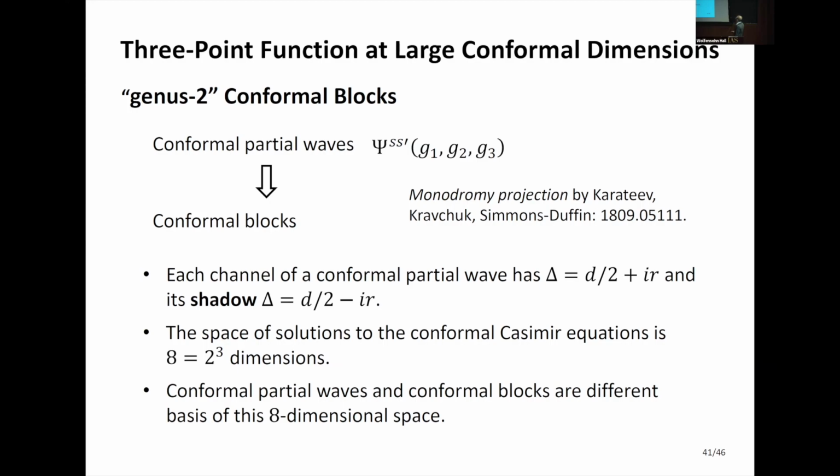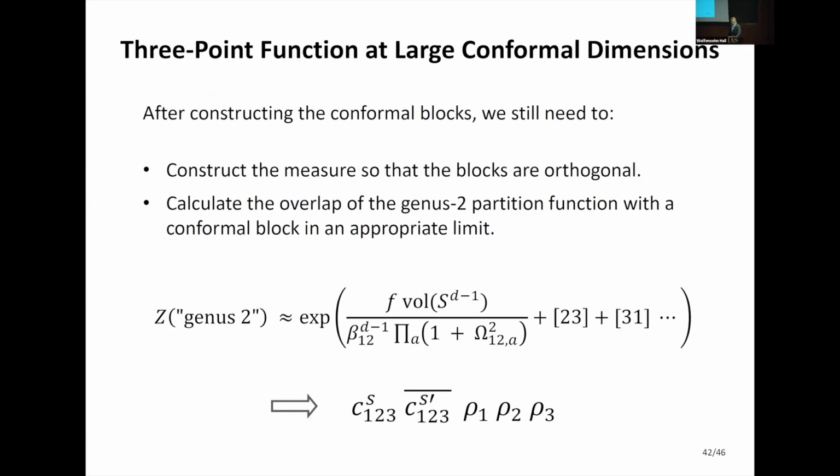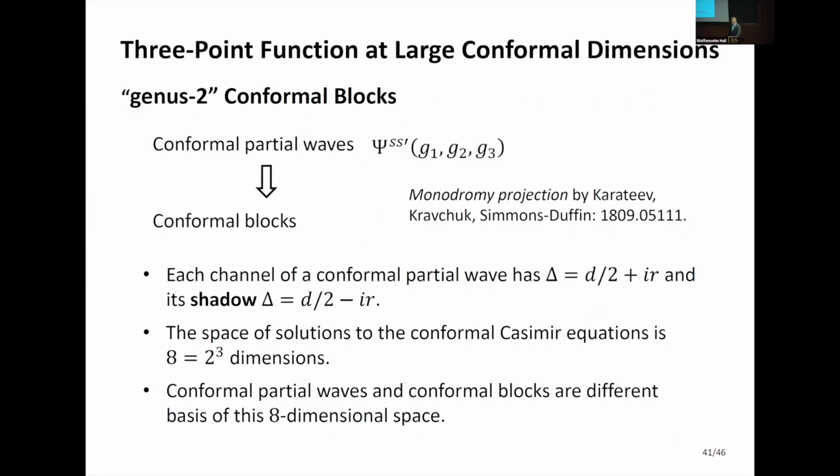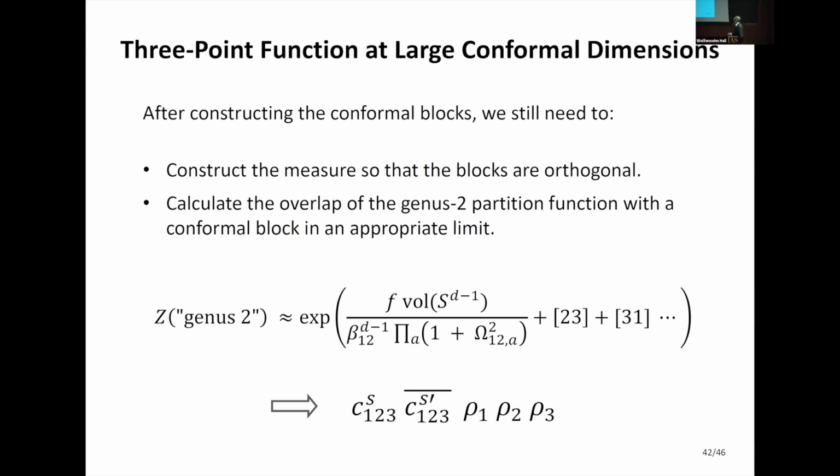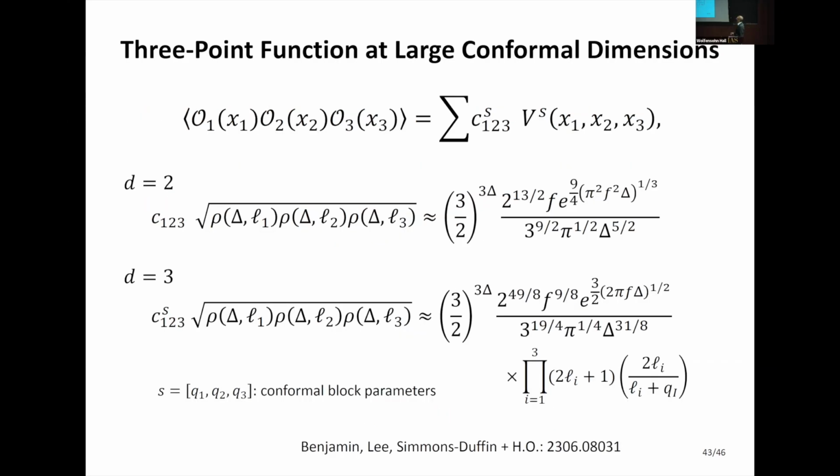And so in general, therefore, you have 2 choices. So you have a 2 to the 3 dimensional space of solutions to the conformal Casimir equation. So both conformal partial waves and conformal blocks are solutions to conformal Casimir equations, and then we just need to choose the appropriate basis for this. And once we have that, we need to choose a measure of the conformal blocks so that they are also normalized and calculate the overlap. And you can do that by saddle point approximation in the appropriate limit. And then from that, we can extract the 3-point function. So this is how we arrived at this result.